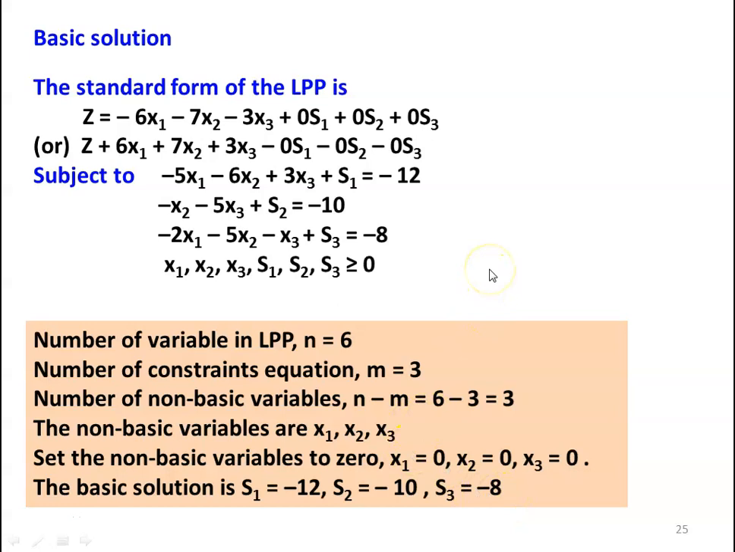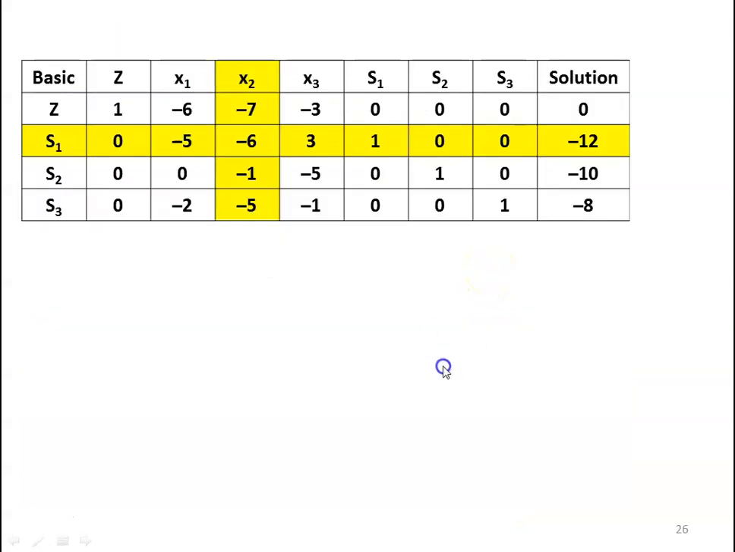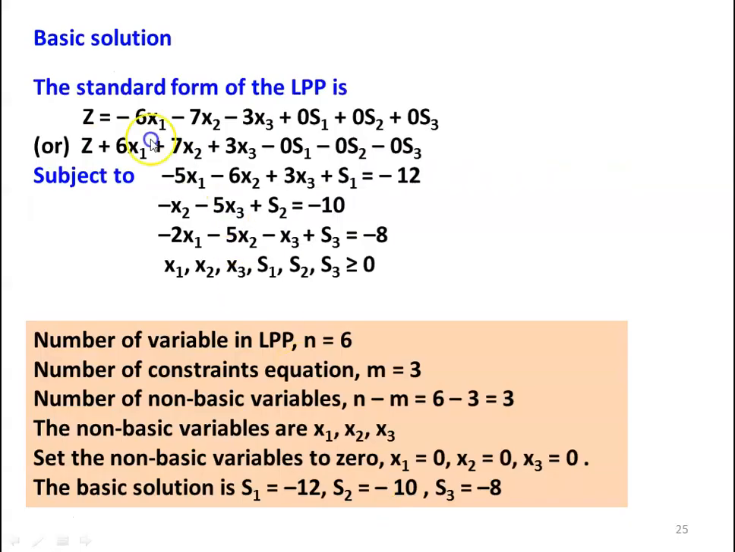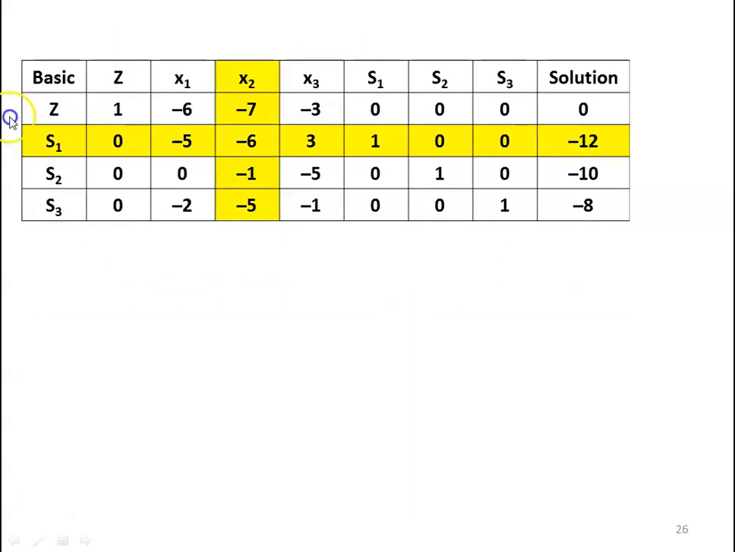So, the solution is not optimum. So, we are going for the dual simplex method. The standard LPP is represented in the form of a table here. Z row: minus 6x1, minus 7x2, minus 3x3 equal to 0, 0s1, 0s2, 0s3. And s1 row: minus 5, minus 6, 3, 1, 0, 0, minus 12. And s2 row: 0, minus 1, minus 5, 0, 1, 0, minus 10. S3 row: minus 2, minus 5, minus 1, 0, 0, 1, minus 8.